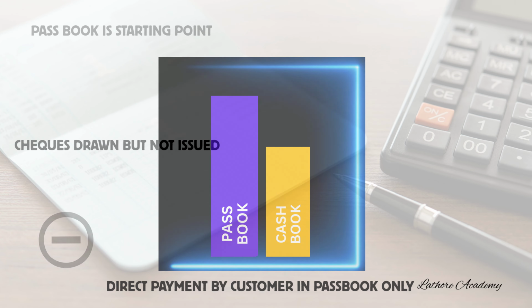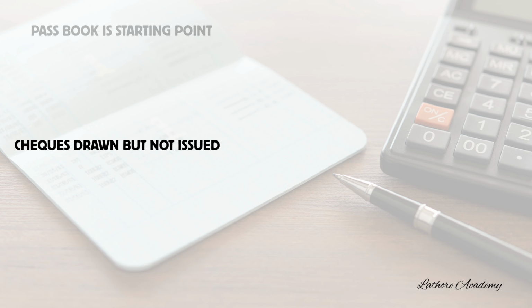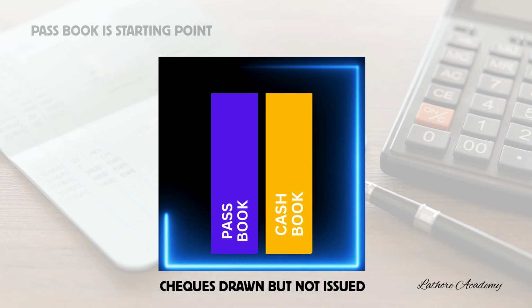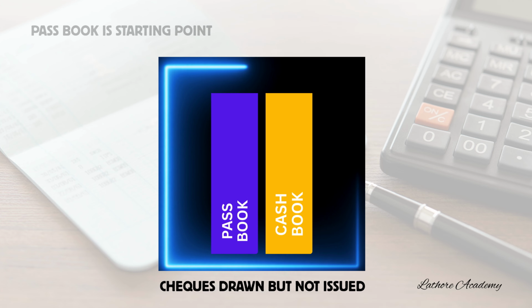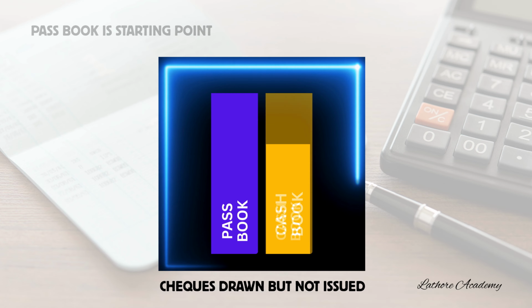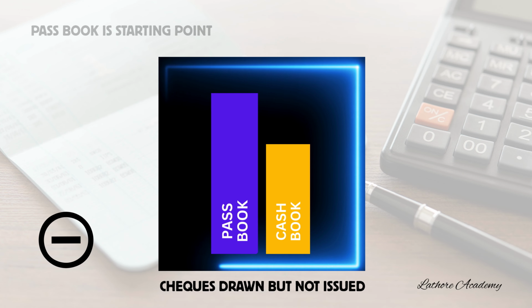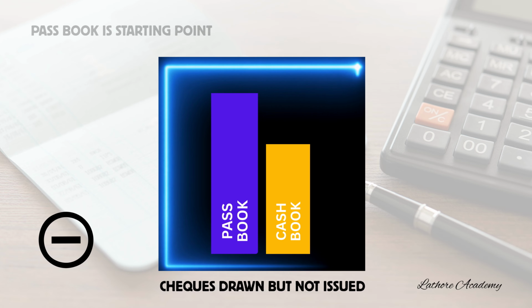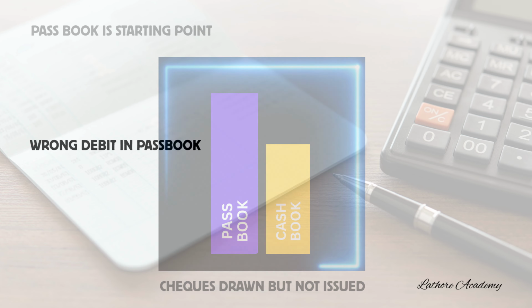Moving on to the next transaction, checks drawn but not issued. Since you have recorded a check in your cash book but you haven't actually given it to the recipient, isn't it? Your cash book shows a lower balance, so we subtract this amount from the passbook balance. Moving on to the next transaction, wrong debit in the passbook.